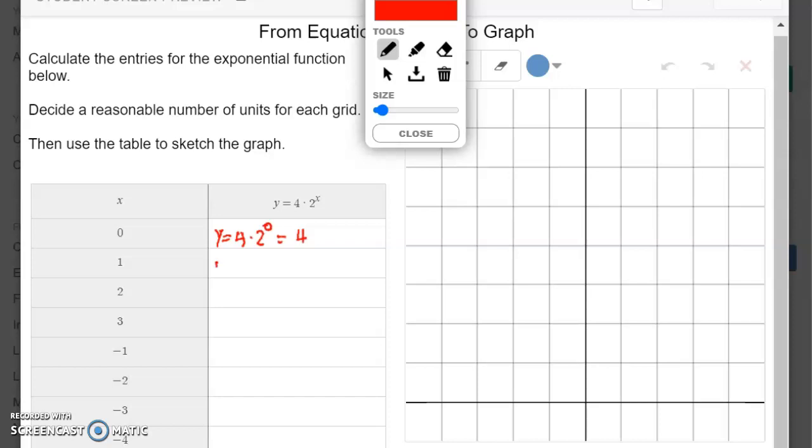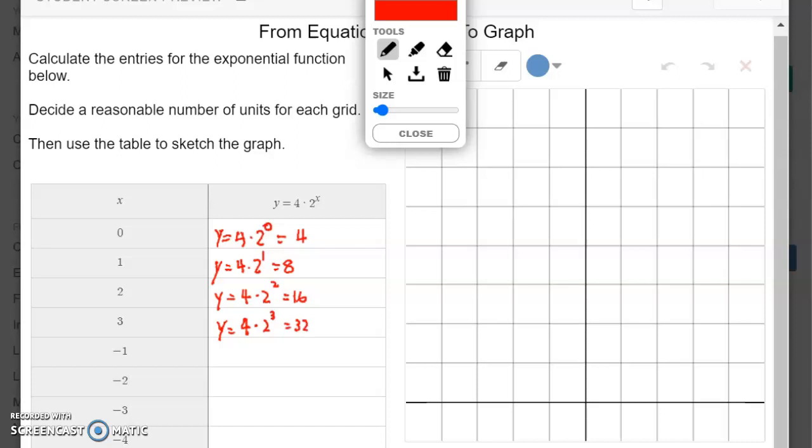What about when x is equal to 1? That's going to be 4 times 2 to the power of 1. 2 to the power of 1 is just 2. 2 times 4 is 8. What about when x is equal to 2? y is equal to 4 times 2 squared. Remember, exponents are always before multiplication. 2 squared is 2 times 2, which is 4. 4 times 4 is 16. When x is equal to 3, that becomes 4 times 2 to the power of 3. 2 to the power of 3 means 2 times 2 times 2, which is 8. 8 times 4 is 32.